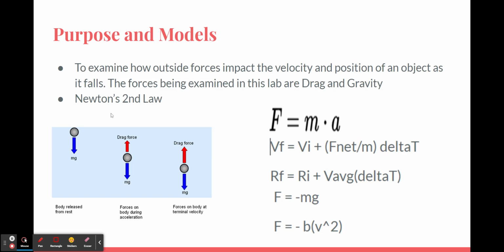On the left, we have a diagram of drag force and gravity acting on an object. As you see, the first model has the ball being released from rest, so only gravity is acting on it. The second has the ball mid-drop. So right now gravity is still stronger, but drag force is starting to act on it. And the last model has gravity and drag force being equal, which means that it's at terminal velocity. When air resistance and gravity are equal, the ball neither speeds up nor slows down anymore.